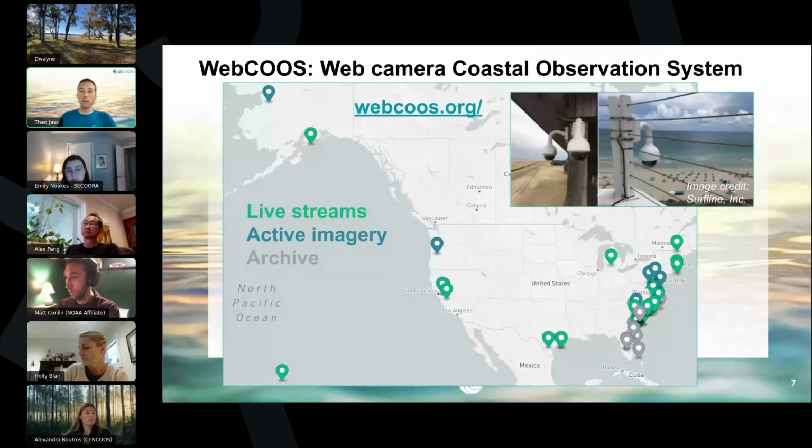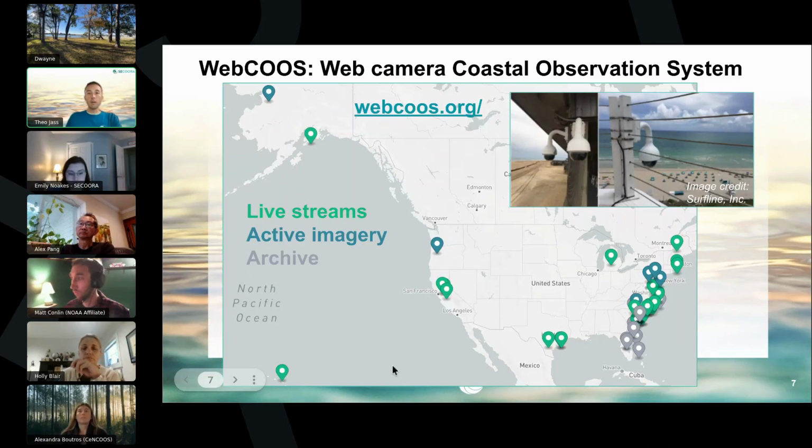We started off in the Southeast in 2017 as the WebCAT project, just a pilot project in the SECOORA region. Then from 2020 to 2023, we were in the launching WebCOOS phase, in which we expanded the number of cameras both in the Southeast and a few in other parts of the country, and also worked to develop applications and algorithms using the imagery. And now we are in the national WebCOOS phase, where we are expanding across all the IOOS regions. You can see cameras here in Alaska, California, Hawaii, the Northeast, the Gulf Coast, Great Lakes, all across the country, working to add even more.